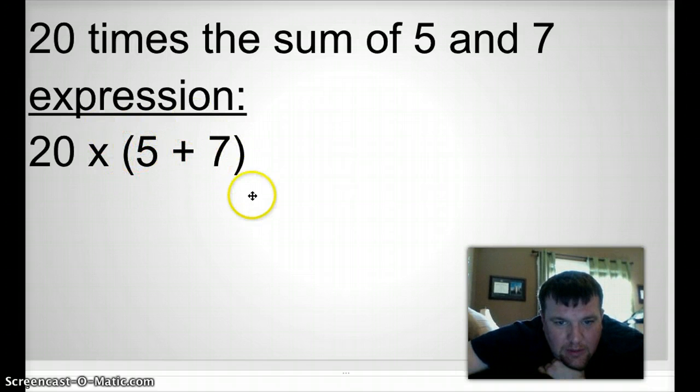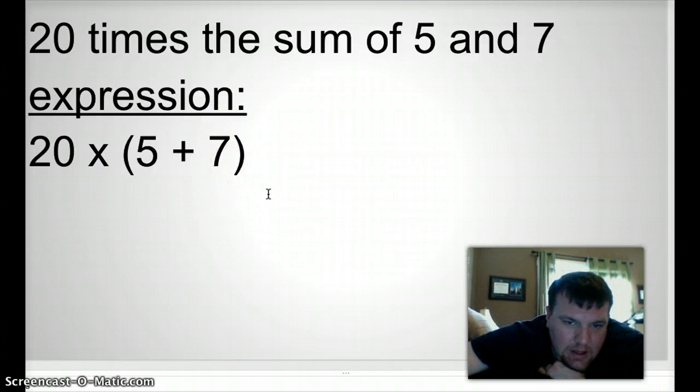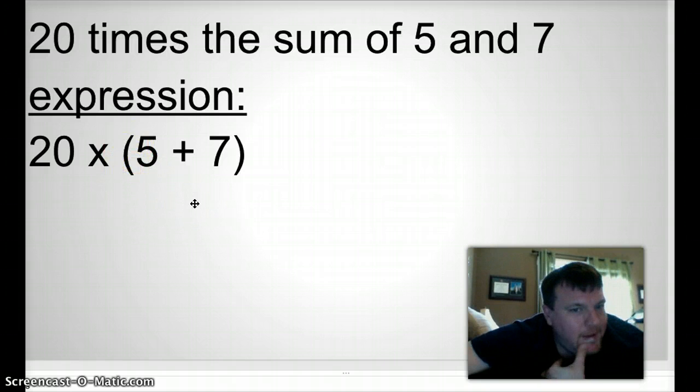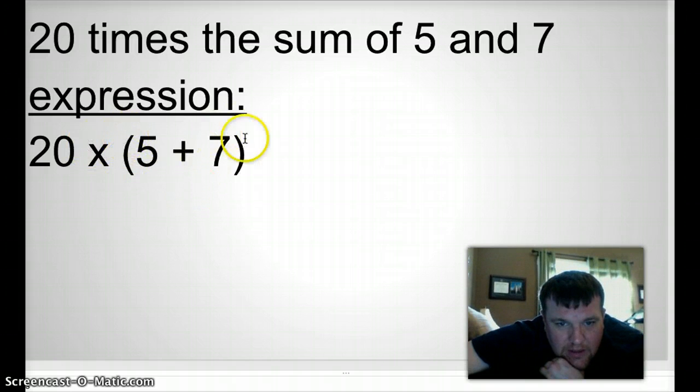And remember the Please Excuse My Dear Aunt Sally order of operations? We want to know the sum of 5 and 7 before we multiply it. So we put these parentheses, and that's what the P in Please stands for, so that we know we should do that first. Now try to find the value. For example, what is 5 plus 7, and then multiply that by 20. That's how you find the value of this expression. Try to do that right now.